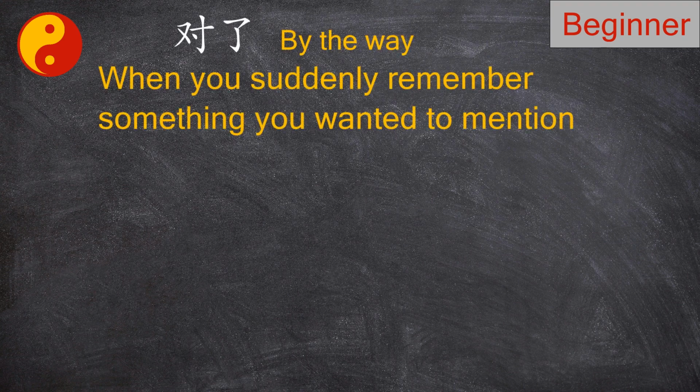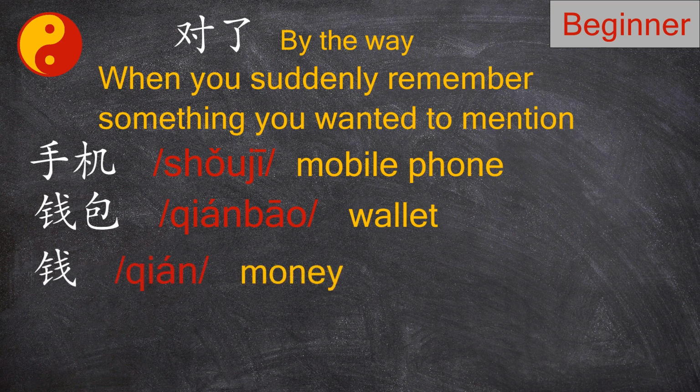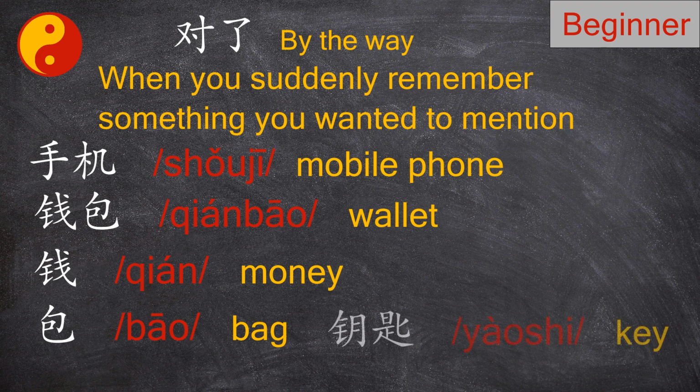对了 means by the way. It's used when you suddenly remember something that you wanted to mention. Now, let's learn some new words. 手机 mobile phone. 钱包 wallet. Because 钱 means money and 包 means bag. So, 钱包 means money bag. 钥匙 means key.